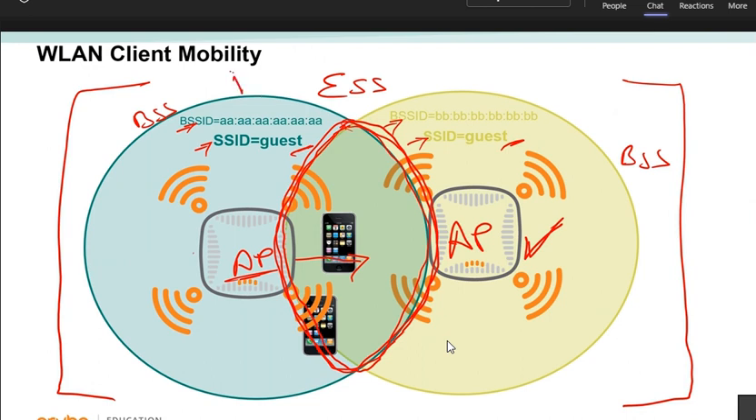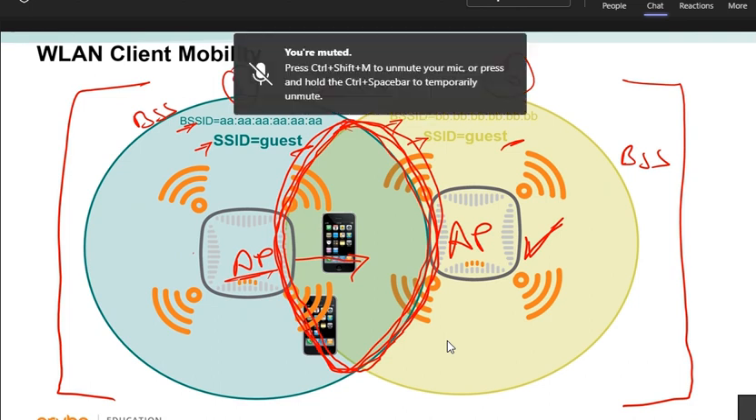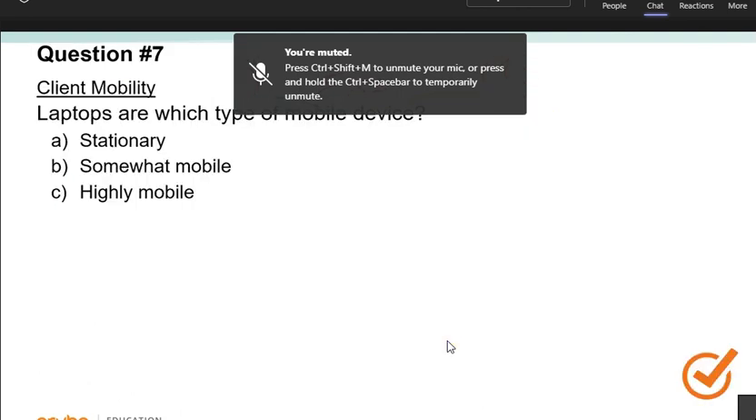Obviously, there will be different channels. This will be channel 1, this will be channel 6. However, physically, their WLAN signals must overlap with each other, so that whenever clients move from one access point to another access point, they will be able to roam seamlessly without any disconnections. And this is the point, in order to provide them seamless roaming from one access point to another access point.